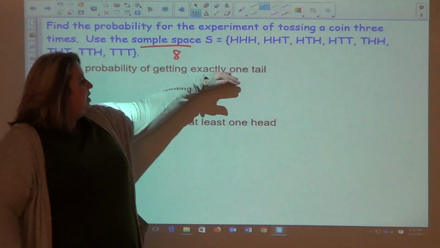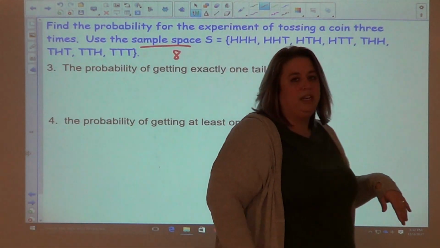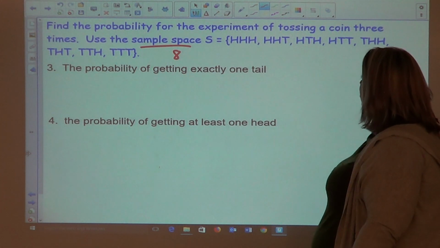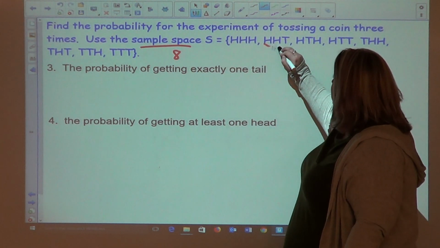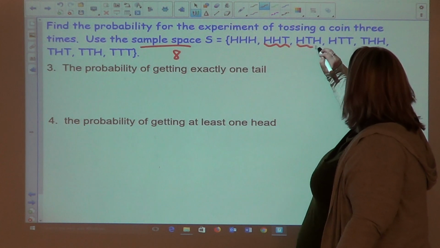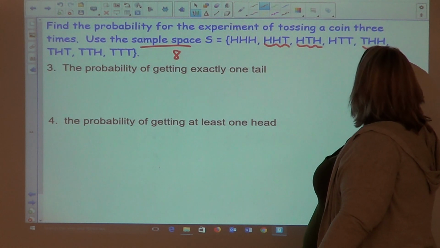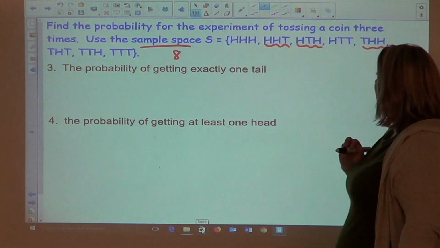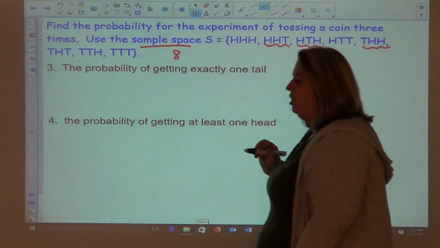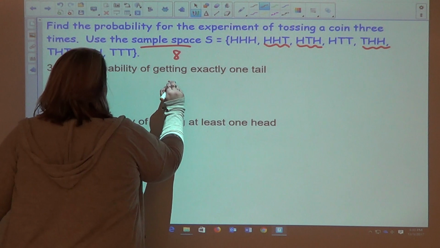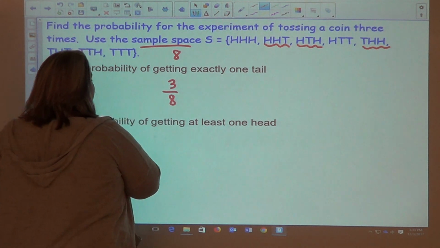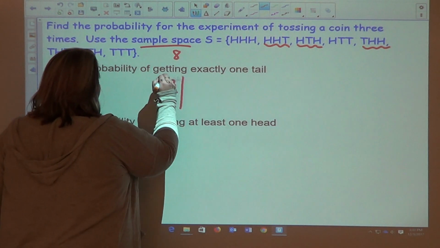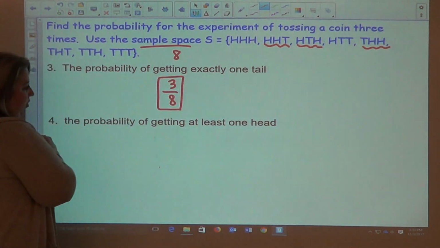So this says to find the probability of getting exactly 1 tail. Well, if I go up here and look, where did I get exactly 1 tail? So we got exactly 1 tail here, here, here, and that looks like it. So how many times did that happen? Well, it happened 3 times. So my probability would be 3 out of 8. If that fraction would reduce, then you reduce it. If not, then that's your answer.